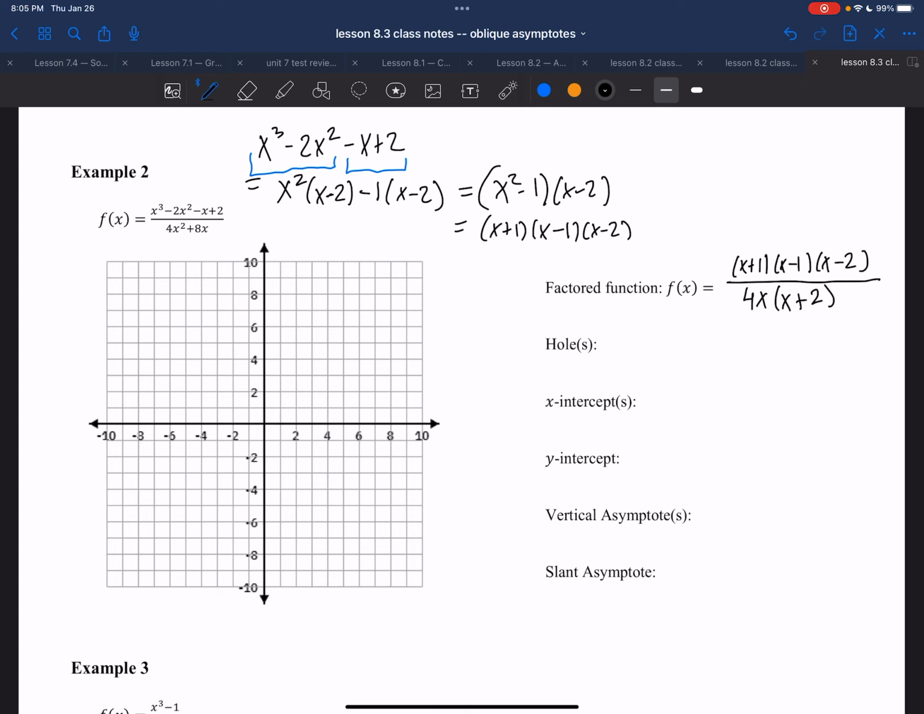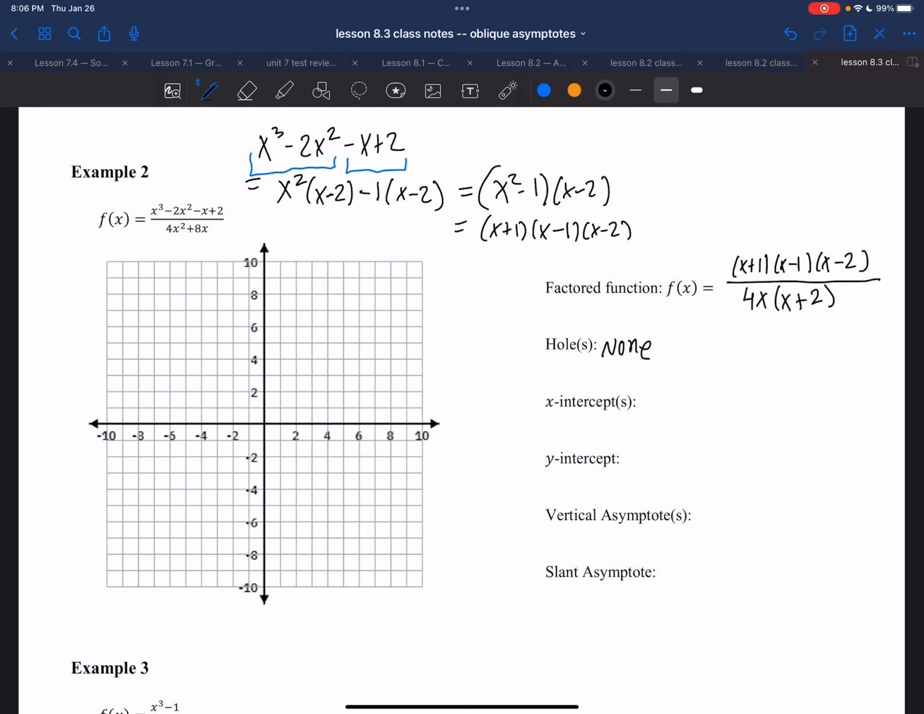I thought I wanted to make a hole with this one. Did I make a typo while doing this? Maybe. I don't know. Well, even if I did make a typo, let's just roll with it. Let's just analyze it regardless. So it looks like this one does not have any holes, so I say none.